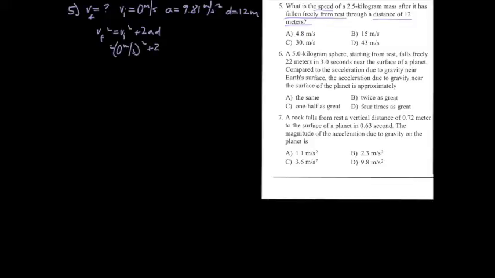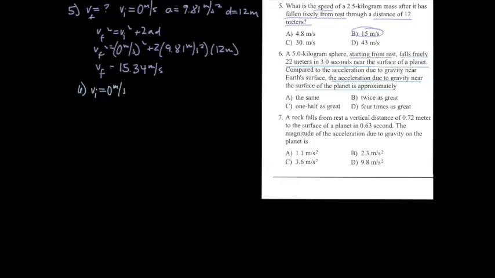Alright, number 6. A 5 kilogram sphere starting from rest falls freely 22 meters in 3 seconds near the surface of the planet. So this is a different planet other than Earth. So we should know that our acceleration 9.81 is not going to apply here. So we're going to compare this new acceleration due to gravity to Earth's. And so you solve for this new acceleration given our variables VI, D, T, and we're looking for A. So we can use this equation, D equals VIT plus 1/2 AT squared, plug and chug, and you get that A is approximately 5 meters per second squared on this planet, and it's less than 9.81. It's about half as great. So that's choice C.